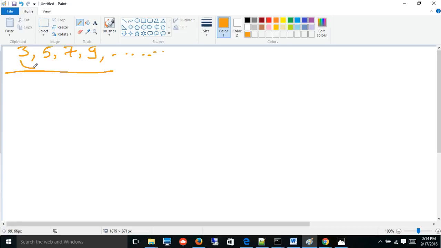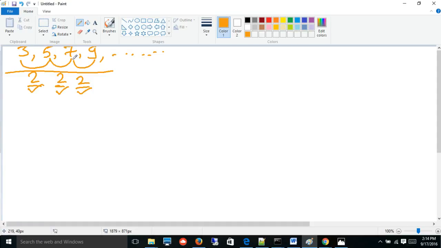If you see here, the difference between consecutive numbers is the same across. We always subtract the previous number from the next one. So 5 minus 3 is 2, 7 minus 5 is 2, and 9 minus 7 is 2. So it is 2, 2, 2 across. This is called arithmetic progression.